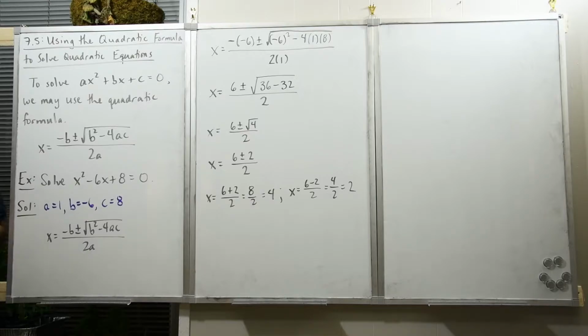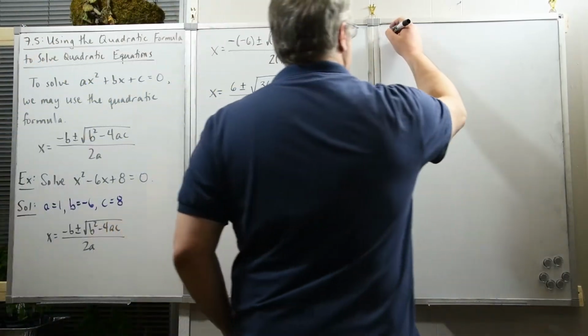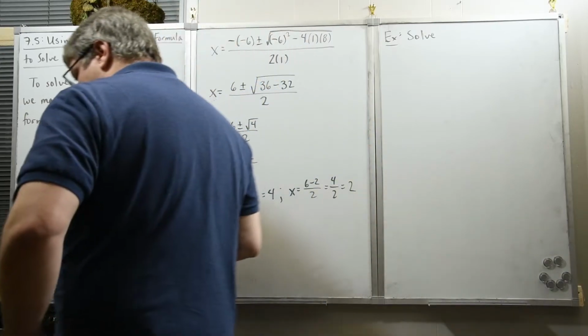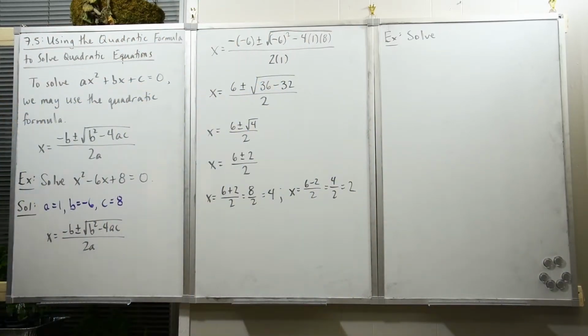Sometimes you'll get really nice results like that. Other times, they're not going to look quite so nice. So let's take a look at another example here. So in this case, we'll have 2x squared is equal to 10x minus 3.